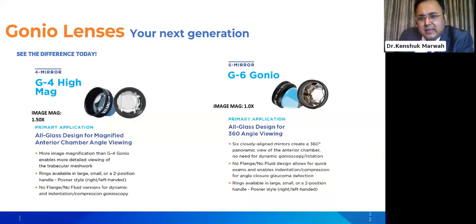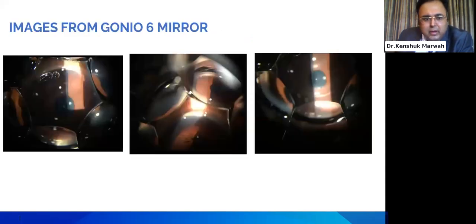So the next generation gonio lenses, the G4 and G4 high mag, are the all glass design for magnified anterior chamber imaging, which gives a 1.5 times image. So G4 high mag has more image magnification than the G4 gonio, and ring size is variable: large, small, or two position. And the G6 gonio is an all glass design for a six mirror. I'll just show an image of how a glass six mirror looks. This is an actual image of my patients, showing the six mirror. With the six mirror you may be more confident, but I am happier with the four mirror. It's a personal bias.